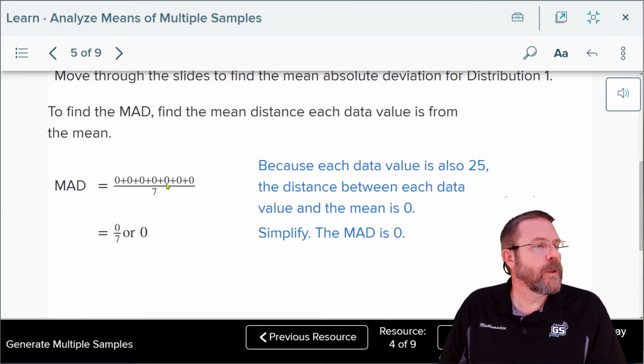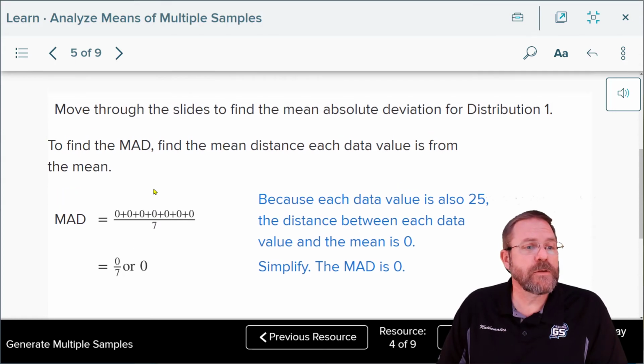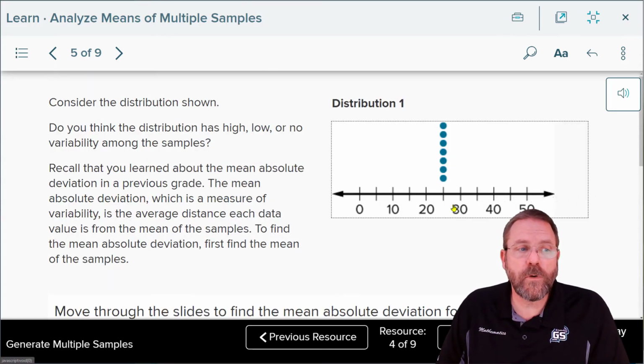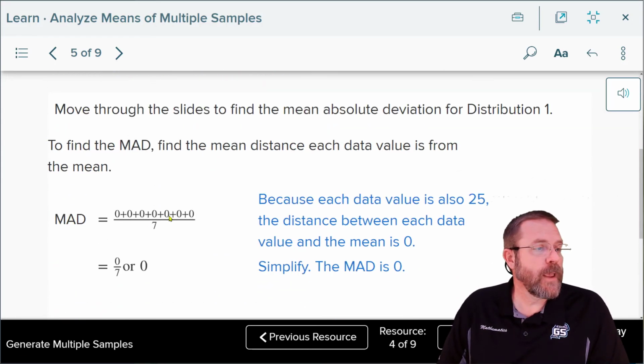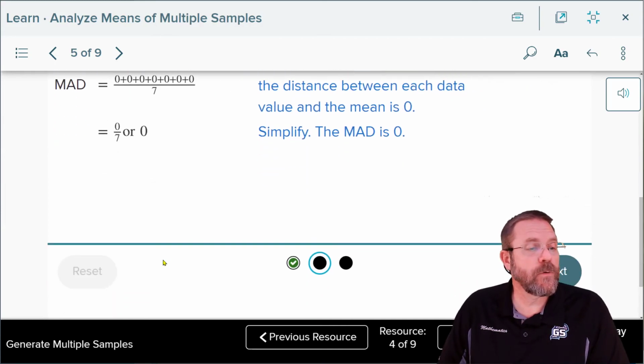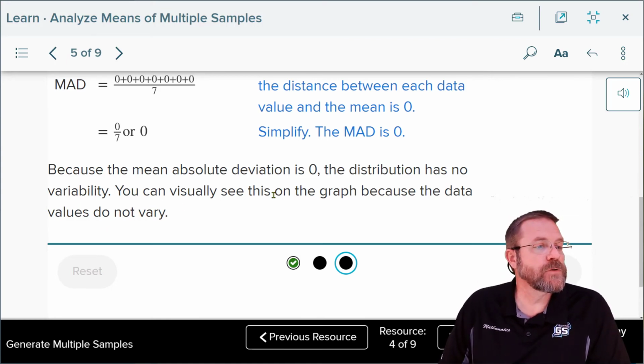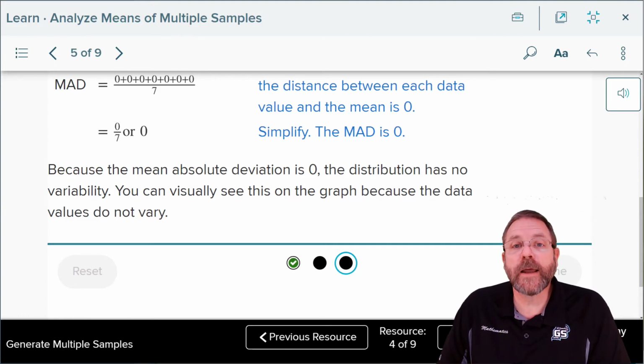And from here, the mean absolute deviation is going to be 0 because every single one of these data points is 0 spaces away from that 25. So when you add up all those 0 spaces, divide it by 7, you get 0. So your mean absolute deviation is going to be 0. That means the distribution has no variability at all. You can visually see this on the graph because the data values do not vary.